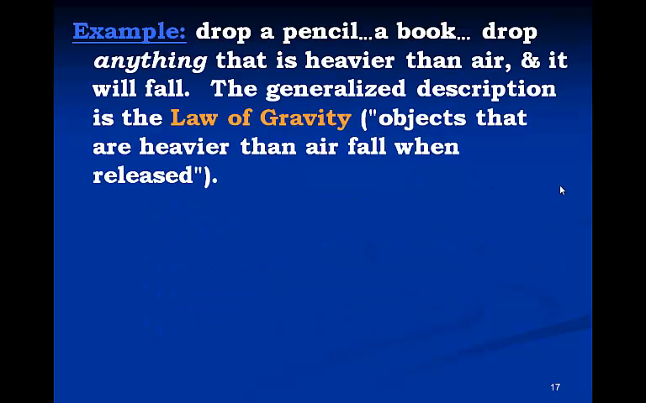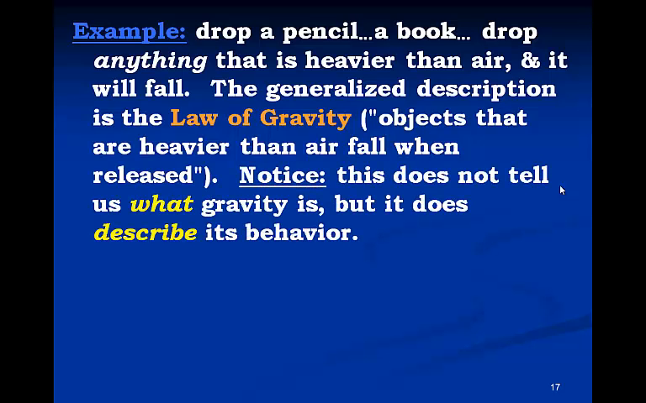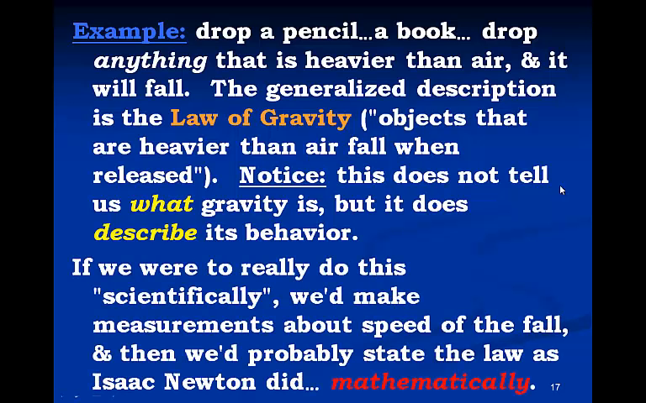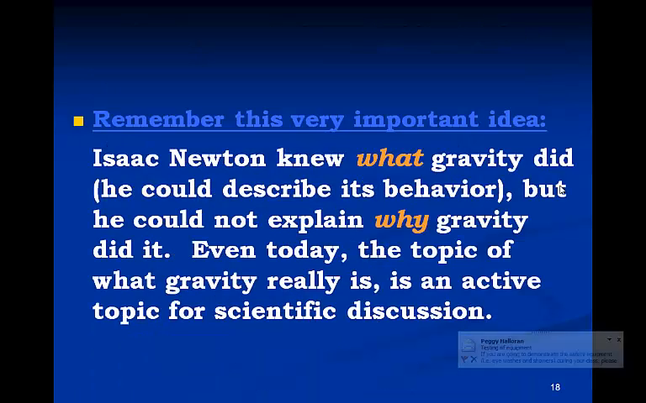For example, if you drop a pencil or a book or drop anything that's heavier than air, it'll fall. This is generalized as the law of gravity. Notice it doesn't tell us what gravity is, but it just simply describes a behavior. Objects fall. If we were to do this scientifically, we'd make measurements about the speed of the fall and state the law as Newton did mathematically. That would be a theory.